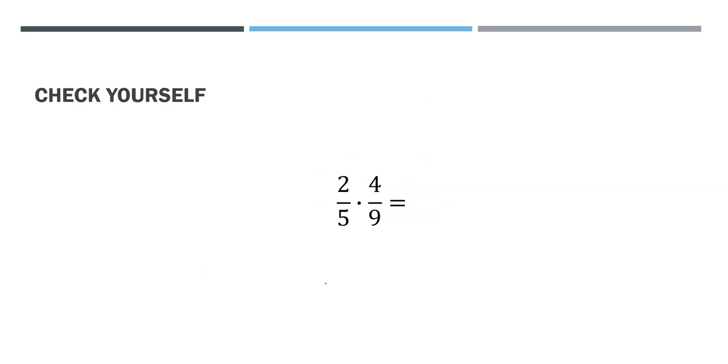Here, check yourself. What's 2/5 times 4/9? You should have done 2 times 4 to get 8, and 5 times 9 to get 45. 8/45. Remember, you're multiplying straight across, and you're going to be using that skill a lot in today's lesson.